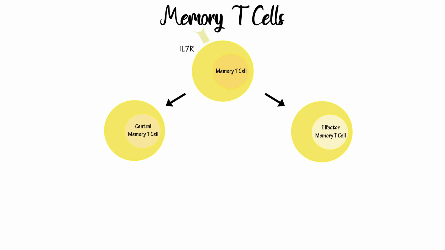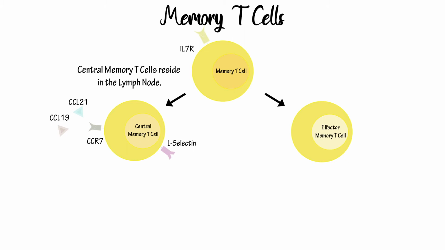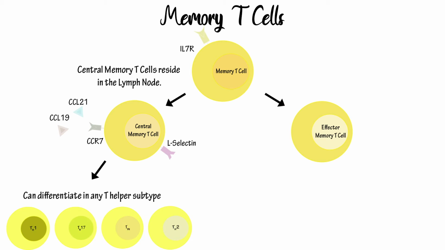The production of central memory T cells is dictated by the fact that they express the homing receptors CCR7 and L-selectin. And as we've previously mentioned, CCR7 allows cells to home into the lymph node where the chemokines CCL19 and 21 are expressed at high levels. Hence central memory T cells reside in the lymph node. They're essentially like naive T cells because they need antigen to be presented to them again to be activated and can develop into any T helper subtype that's needed.